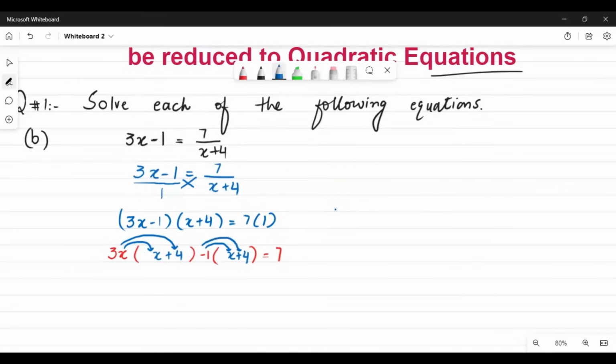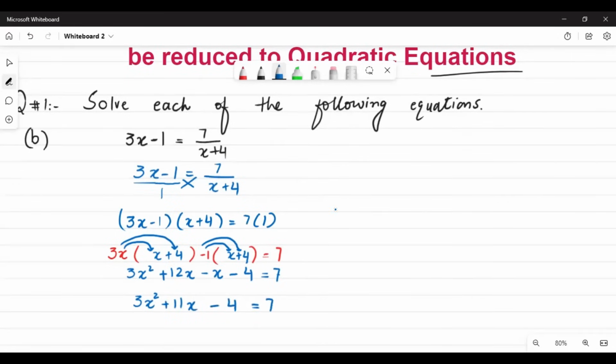3x when multiplied with the x is going to be 3x square, plus 4 3s are 12x, plus minus minus x, plus minus minus 4, equals to 7. Now you have to collect the like terms. It is going to be 3x square, 12x minus x, it will be plus 11x, minus 4 is equal to 7.